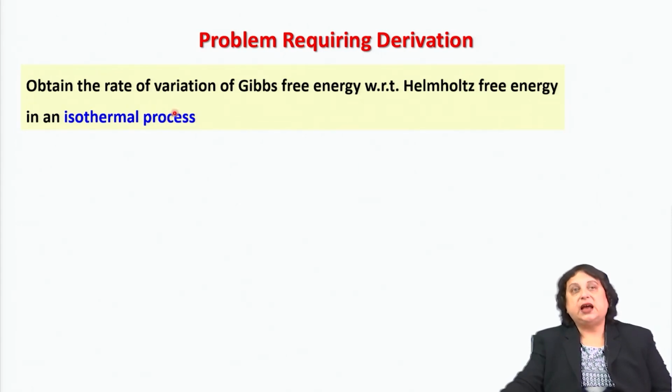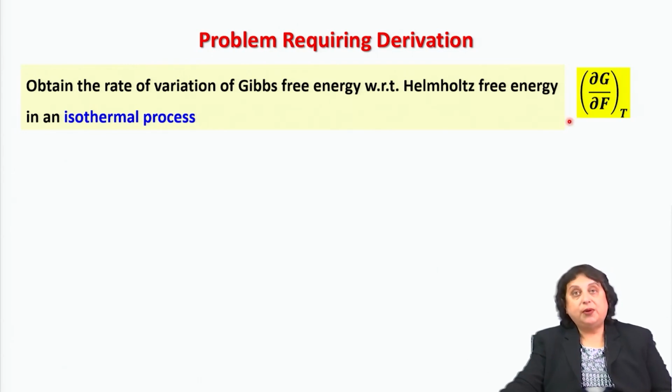During this process, I would like to know the rate of variation of Gibbs free energy with respect to Helmholtz free energy. So, what is it that I am looking for? I am looking for this partial derivative. I have kept temperature constant, and then I am varying the Helmholtz free energy F, and I am looking for the resultant change in the Gibbs free energy.